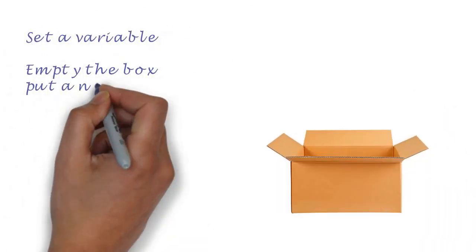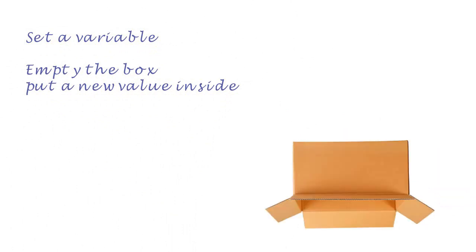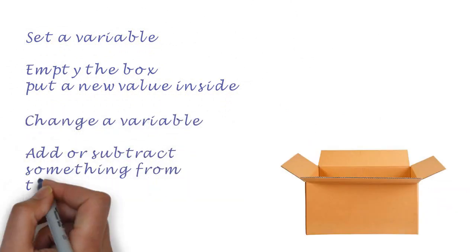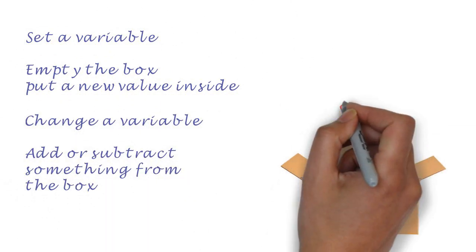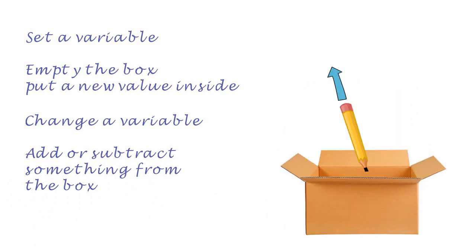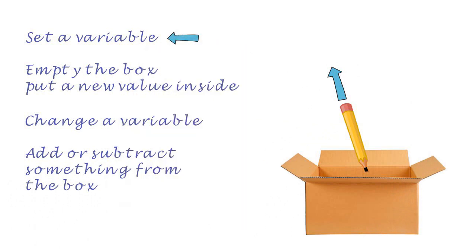Do you remember our box example for variables from the first two videos? Let's use pencils in our example. When you set the variable points to 0, you empty all the pencils out of the box. When you change a variable by 1, you add a pencil into the box. If you subtract 1, you take a pencil out of the box. Setting a variable always deletes the value first and replaces it with a new value. Changing a value adds or subtracts from the current value.